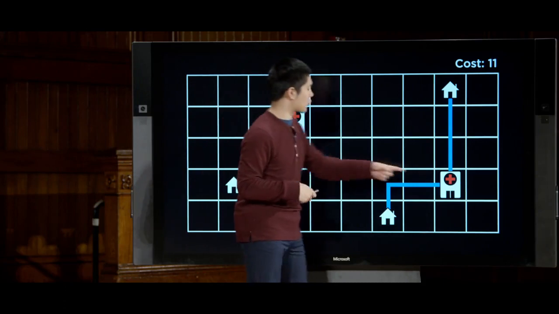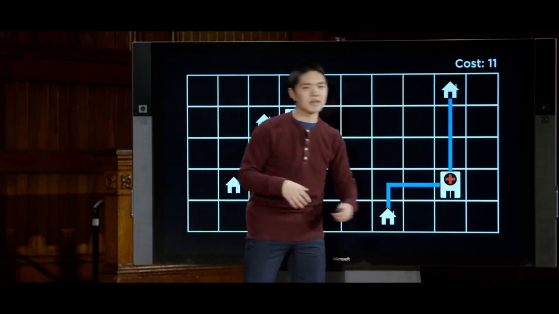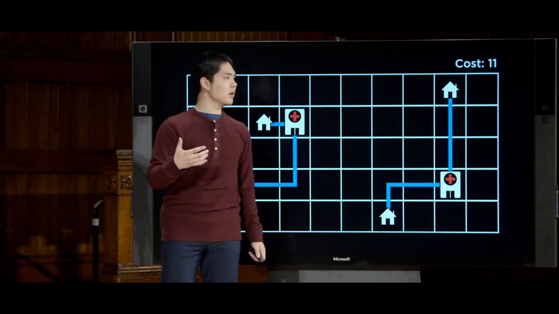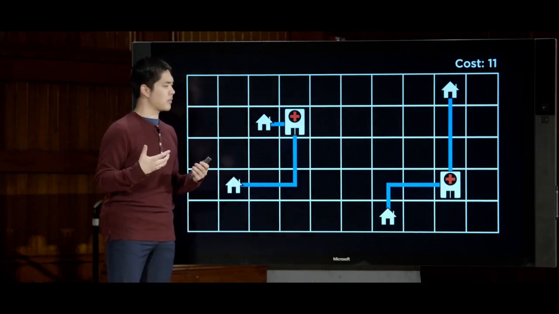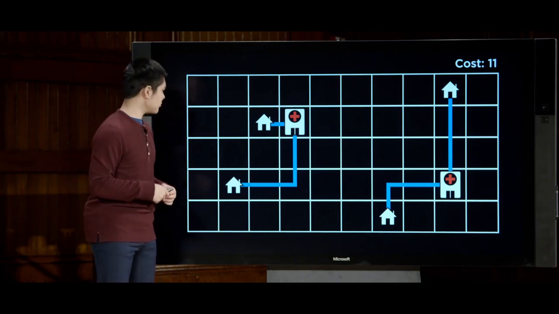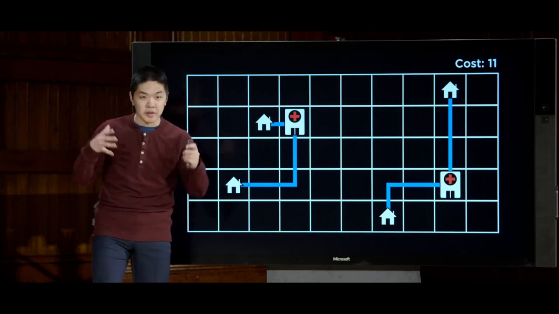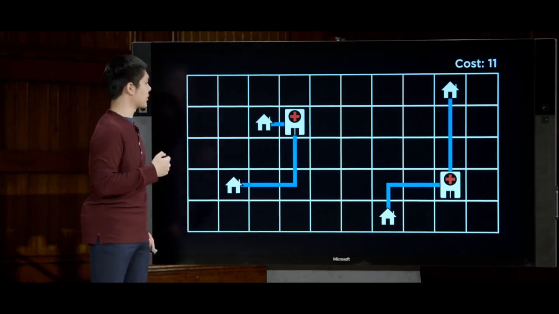And likewise, the same story was true for this hospital. Any neighbor we move it to, up, left, down, or right, is either going to make it further away from the houses and increase the cost, or it's going to have no effect on the cost whatsoever. And so the question we might now ask is, is this the best we could do? Is this the best placement of the hospitals we could possibly have?